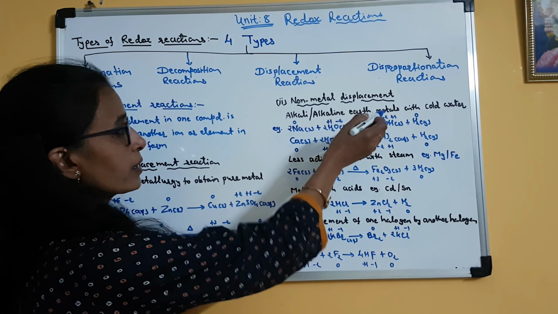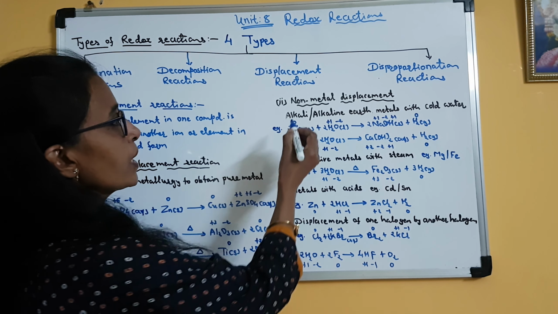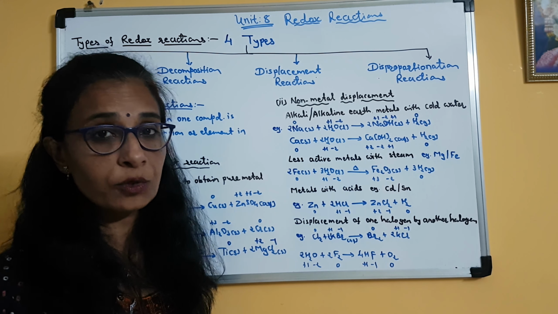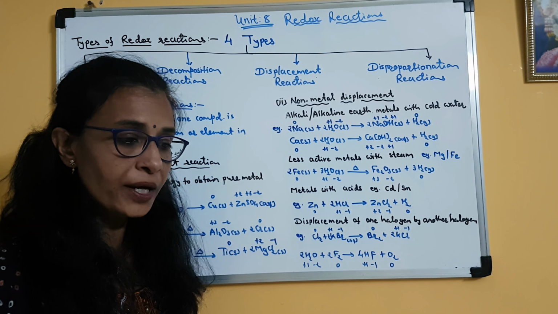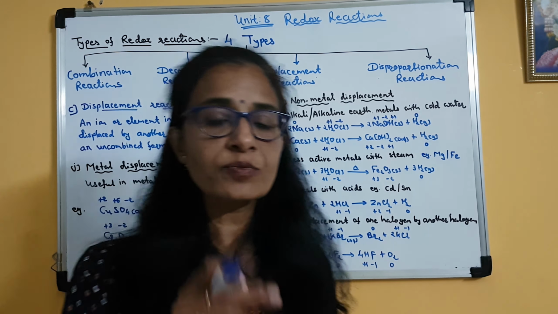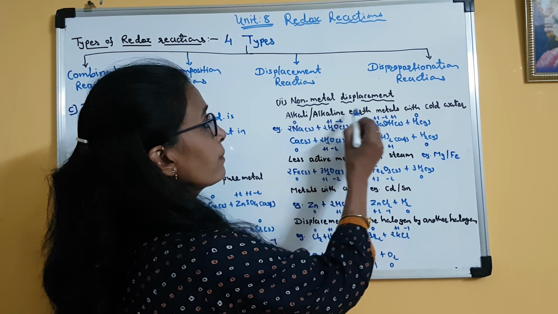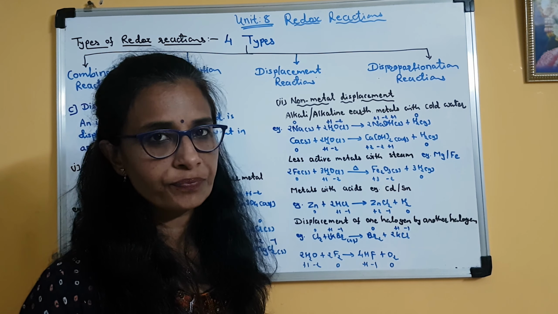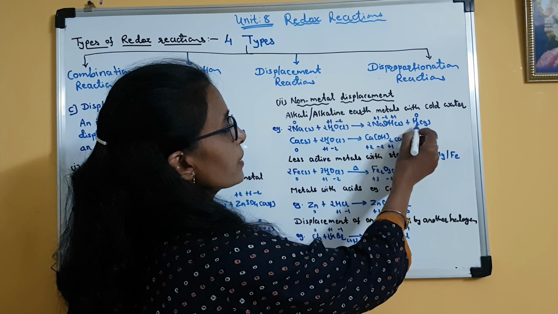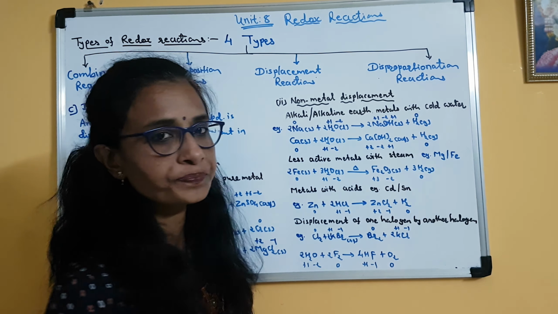So in non-metal displacement reaction, again we have 4 different types. First, alkali or alkaline earth metals. They are highly reactive elements. Clear? So in the periodic table, among all metals, alkali metals and alkaline earth metals, means the first group element and the second group element, they are very reactive. So they can react even with cold water. So when these metals are reacted with cold water, they will displace hydrogen from water. So hydrogen will set free.